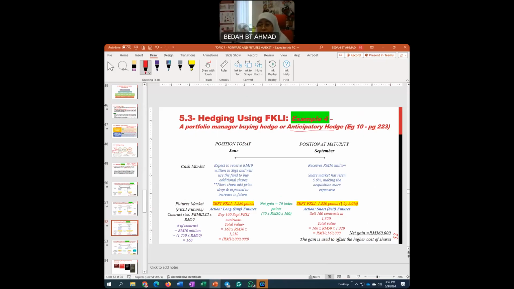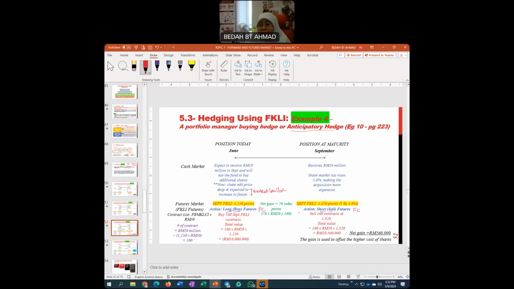For example, here we expect to receive 10 million in September and will use the funds to buy additional shares. Since the share market price has dropped and is expected to increase in the future, the market is bullish. So when the market is bullish in the future, the strategy is you need to long or buy now, and later short or sell the futures. So this is the futures contract.